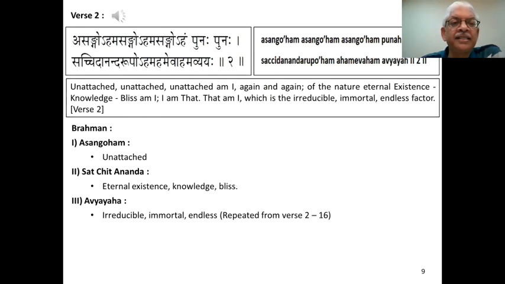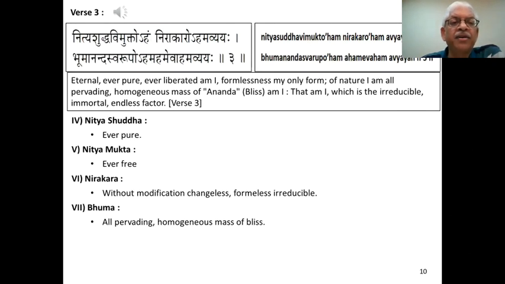So what it says in this third verse, I have just marked all the qualities, indicators of Atma as 1 to maybe 30, 32 numbers. So the fourth aspect of Atma, which is said here, is Nitya Shuddhaha. Nitya Shuddho Vimuktoham. Nitya Shuddhaha means ever pure. Ever pure means it doesn't have any impurities of raga, dvesha.